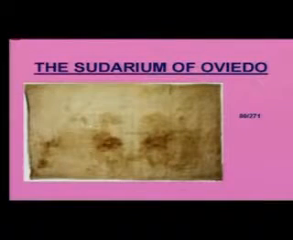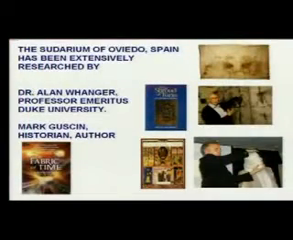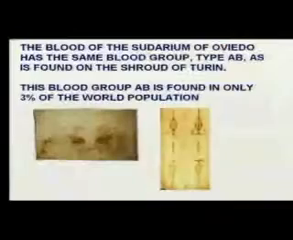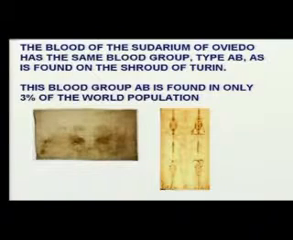Now we're going to look at the Sudarium of Oviedo in Spain. Now, it's been extensively researched by Dr. Alan Wanger, who's a professor emeritus of Duke University, and Mark Guskin, historian and author. And the blood on the Sudarium of Oviedo has the same blood group, type AB, as is found on the Shroud of Turin. Now, this blood group, AB, is found in only 3% of the world's population.